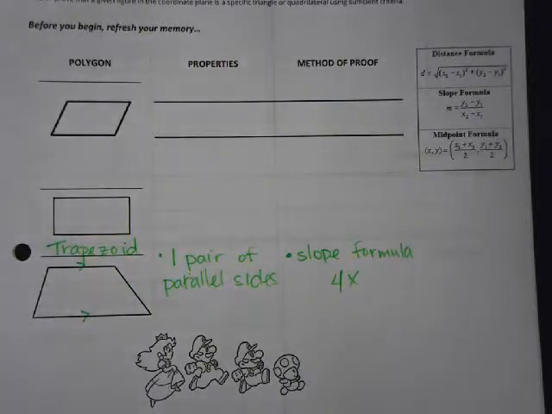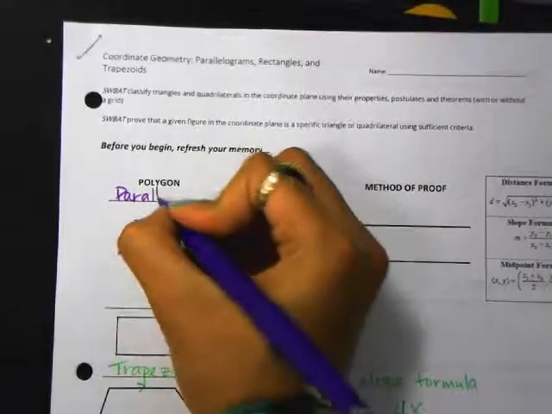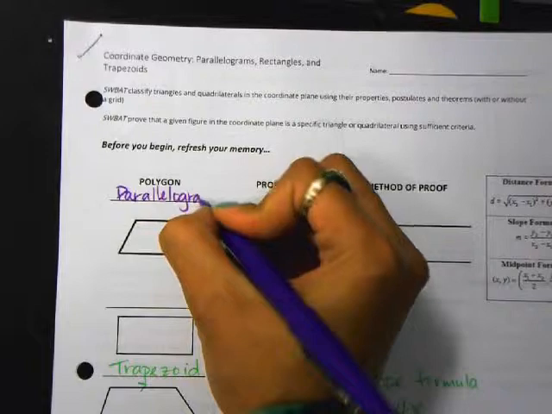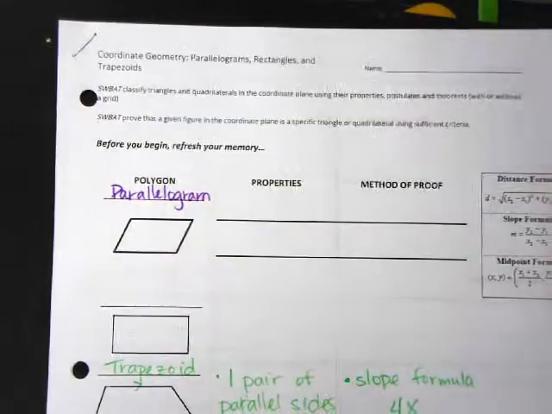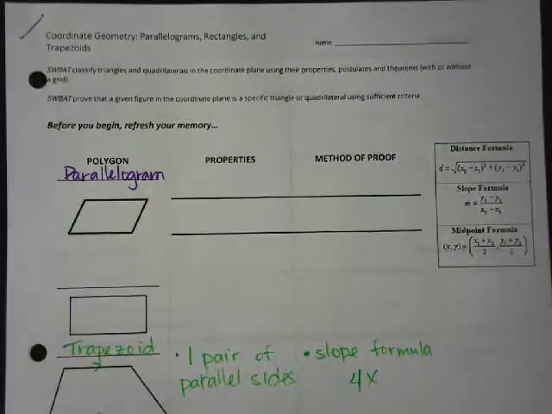Alright, let's do the parallelogram now. Parallelogram. I am going to give you 3 different ways to prove something is a parallelogram, and after I give you those 3 ways, you only have to choose one of those ways you want to do. Just because you only have to choose one does not mean you don't want to memorize the other ones.